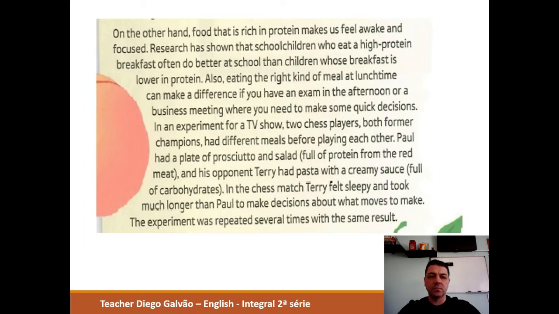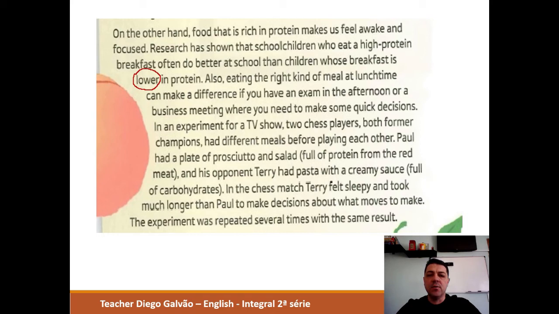Let's go on. On the other hand, food that's rich in protein makes you feel awake and focused. What's awake? Awake is the situation of waking up. You feel awake. It's the opposite of feeling sleepy. Research has shown that school children who eat a high-protein breakfast often do better at school than children whose breakfast is lower in protein. Remember, we had the word fewer. Here we have another comparative. Lower, more reduced in protein.